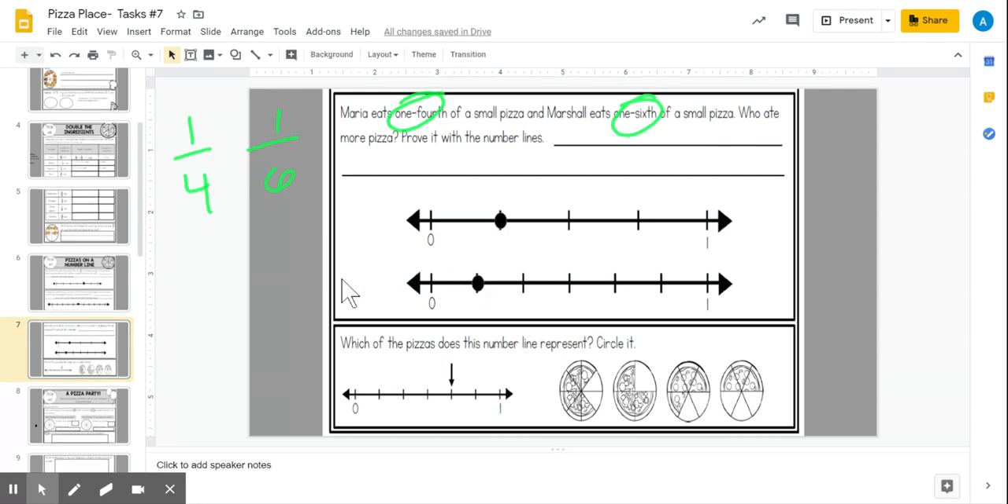So I hope when you're thinking that you remembered that the bigger denominator is actually the smaller piece. Because we are dividing it up more. There's 6 people to share instead of just 4 people. So who ate more? Who ate more pizza? It would be Maria with the 1/4.